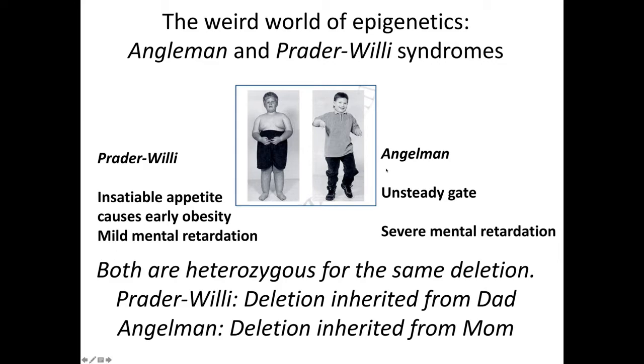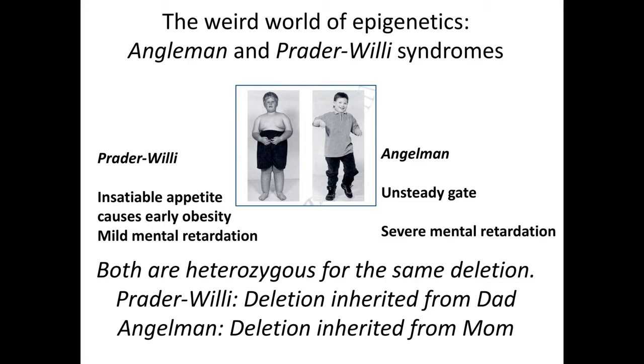But what's curious about this is that both of these boys here, this one with Prader-Willi, this one with Angelman, are both heterozygous for the same exact deletion. The Prader-Willi child has inherited a deletion from dad. The Angelman child has inherited the same deletion but inherited it from mom instead.